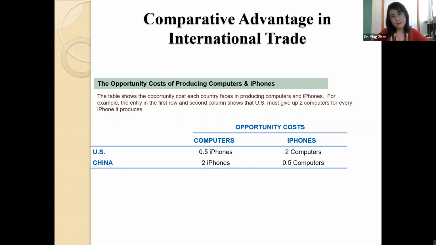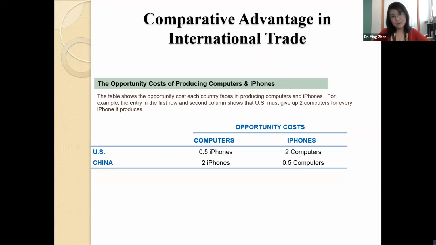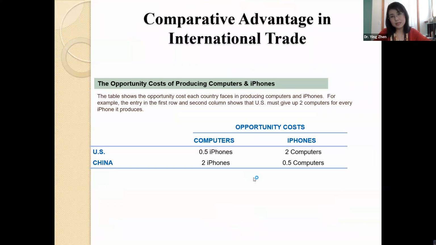But if you come up with different terms of trade, say maybe 4,500 computers for 1,500 iPhones, so it's 3 for 1, the ratio is 3. 3 lies outside of the opportunity costs. So I just let students summarize like this: make sure that the terms of trade lie between the 2 corresponding opportunity costs.